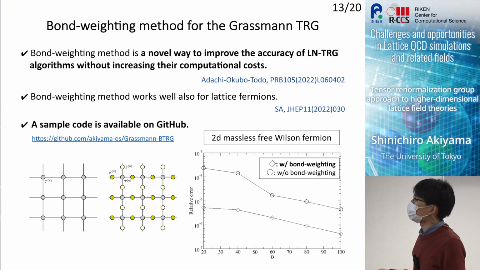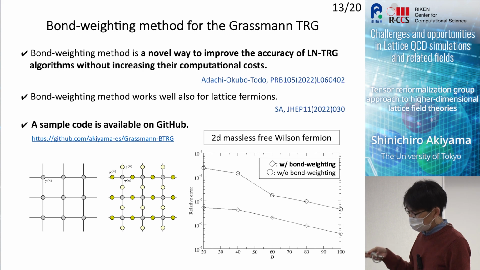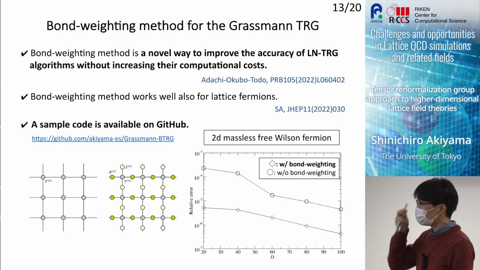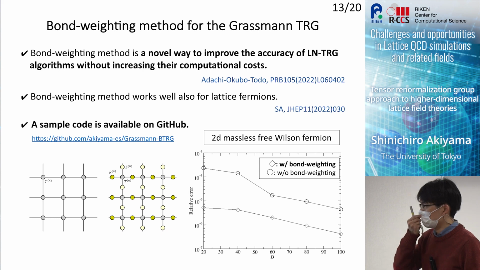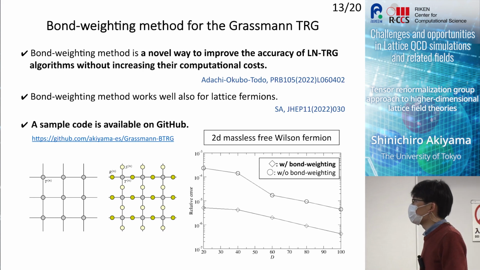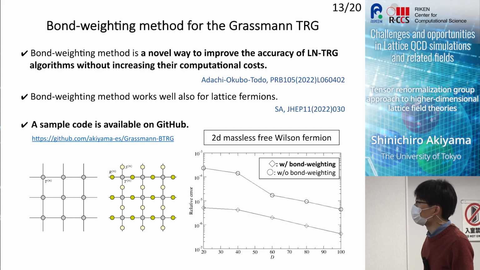But the original algorithm was formulated on spin models. So I have extended this algorithm to lattice fermions and checked whether this improvement technique is efficient or inefficient for the lattice fermions case. And the answer is that this bond weighting technique also works well for lattice fermions.